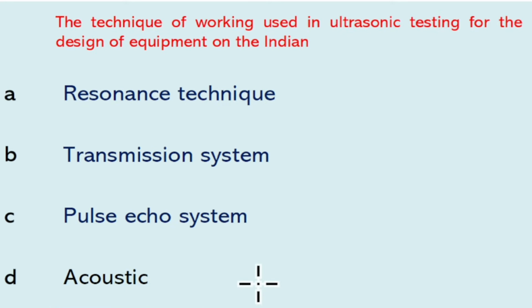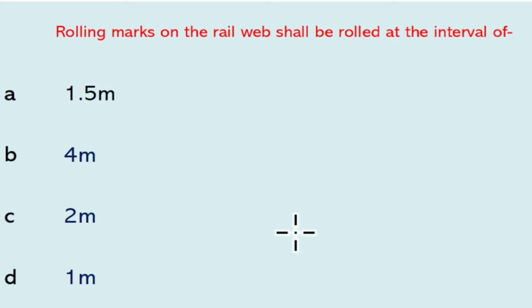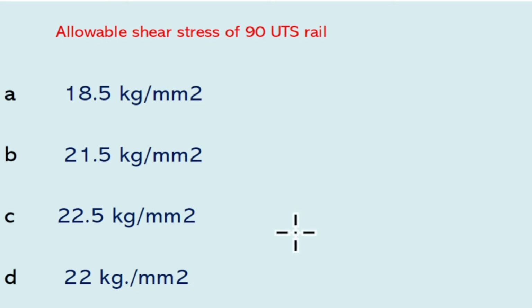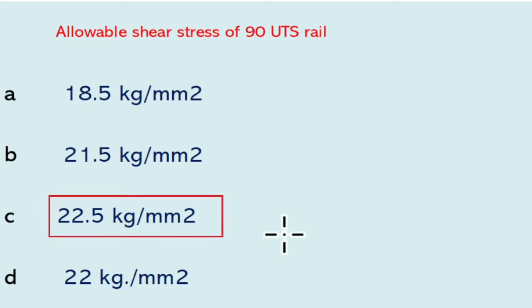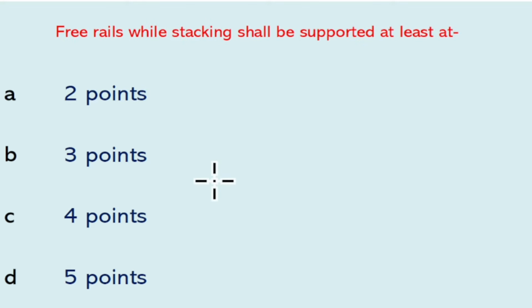The technique of working used in the ultrasonic testing equipment on the Indian Railway is called pulse echo. The minimum length of permanent rail closure on running lines for a speed up to 100 kmph on other than LWR track is 5.5 meter. Allowable shear stress of 90 UTS rail is 22.5 kg per millimeter square. Rolling marks on the rail web shall be rolled at an interval of 4 meter.